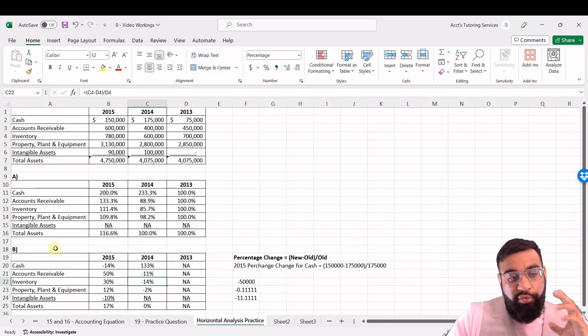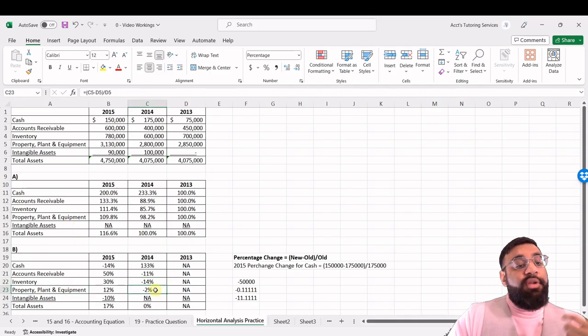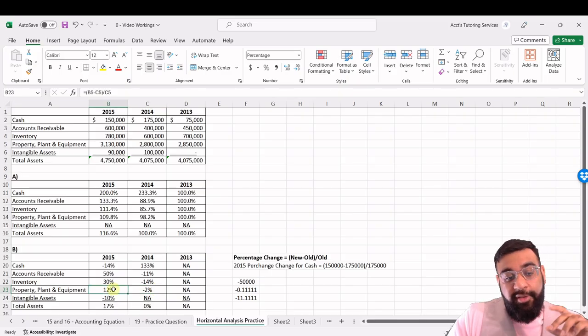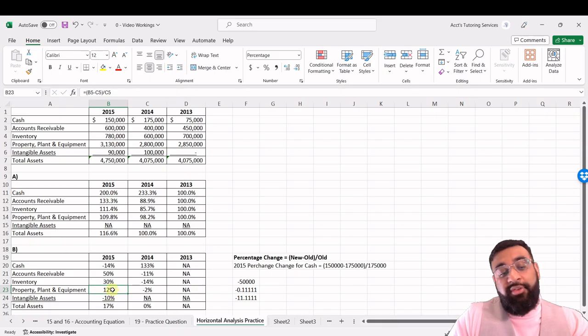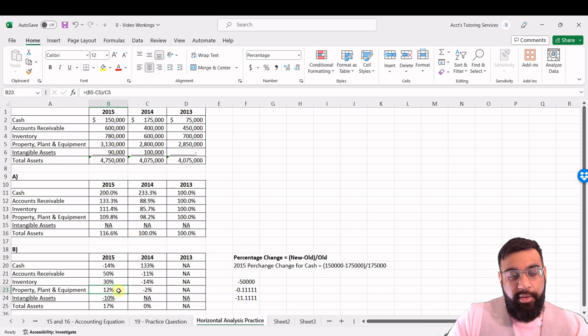So I'm going to go straight over to total assets. Actually, you know what? Let's talk about property, plant, and equipment. Property, plant, and equipment decreased by 2%, which isn't a significant amount. So even though it decreased, that shouldn't raise any red flags. But the fact that it increased by 12%, that's actually excellent because that means either the value of our property, plant, and equipment is increasing, or we went out and bought more property, plant, and equipment.